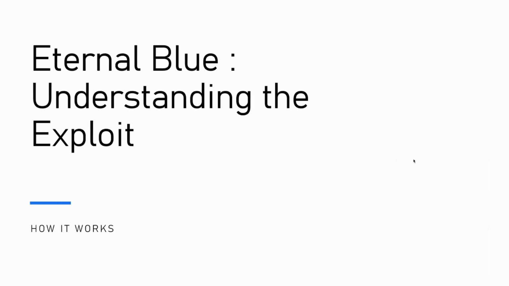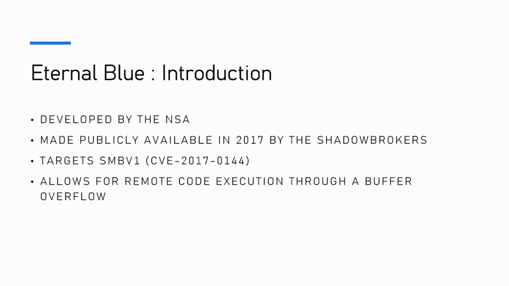This is Scott Anderson, and I'll be walking you through the EternalBlue exploit and how it works. First, as an introduction, it was developed by the NSA, and it was made public in 2017 when the Shadow Brokers released a whole bunch of different NSA hacking tools. It mainly targets the SMB version 1 protocol, specifically CVE-2017-0144, and it allows for remote code execution through a buffer overflow.